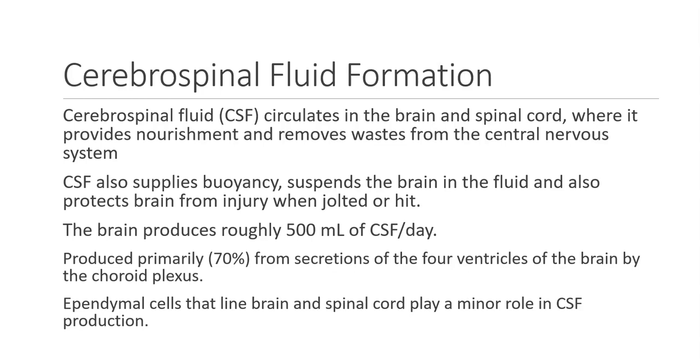The brain produces roughly 500 mLs of CSF per day. The CSF is produced primarily, 70%, from secretions of the four ventricles of the brain by the choroid plexus. The ependymal cells that line the brain and spinal cord play a minor role in CSF production.